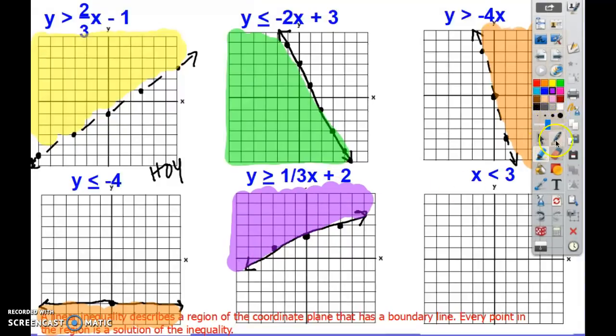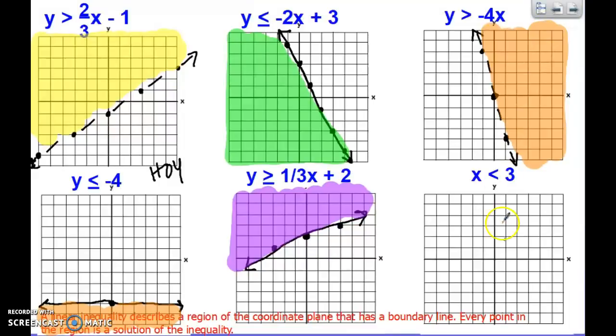And then the last one. x is less than 3. This is a vertical line, undefined slope. Go to 3: 1, 2, 3. Is it a solid or a dashed line? It is a dashed line. It is not equal to.